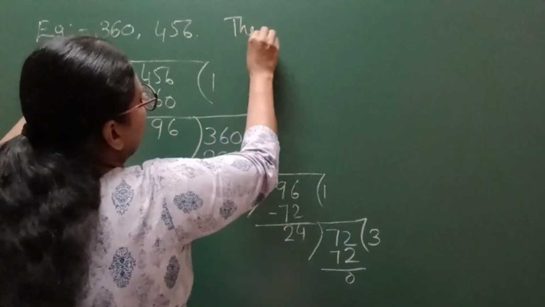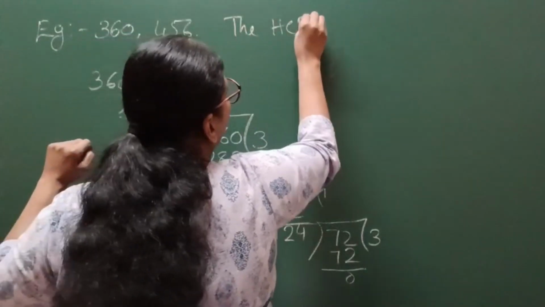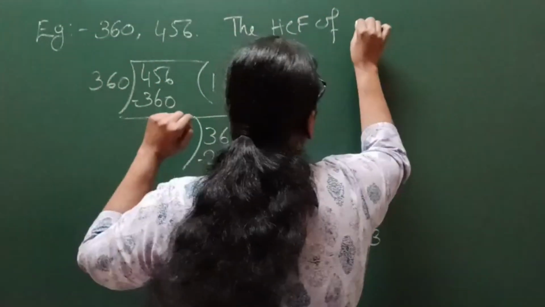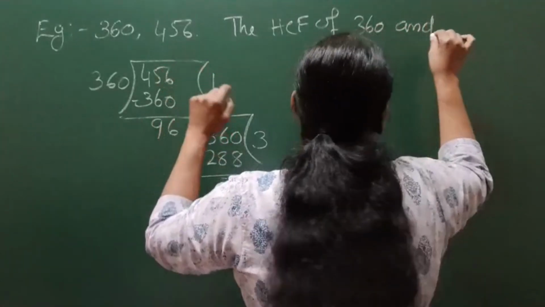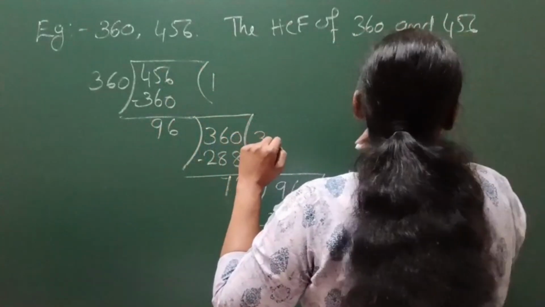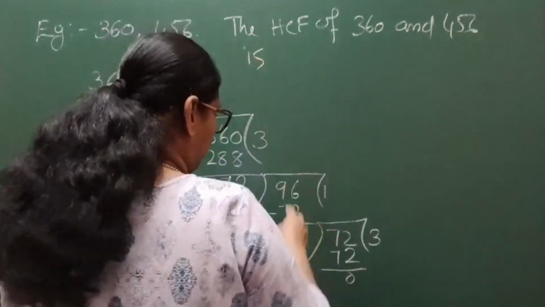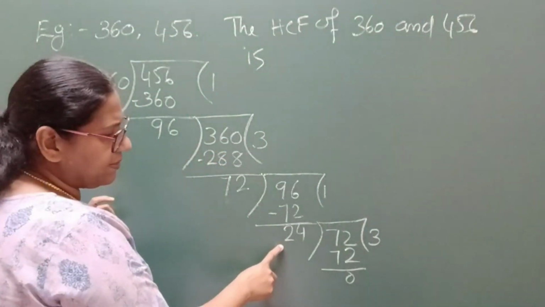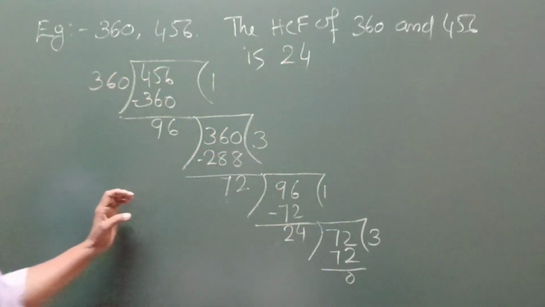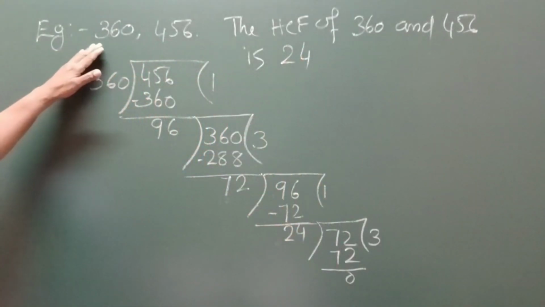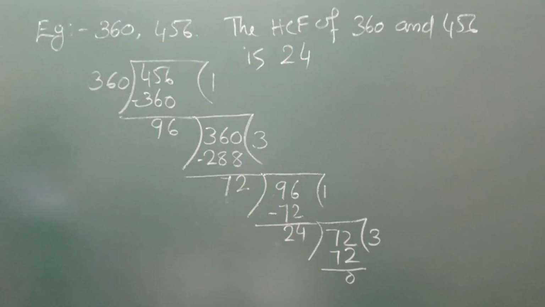The HCF of 360 and 456 is the last divisor, that is 24. So 24 will be our HCF of 360 and 456.